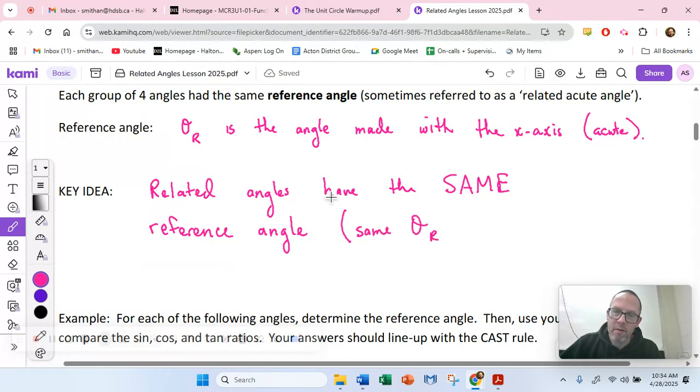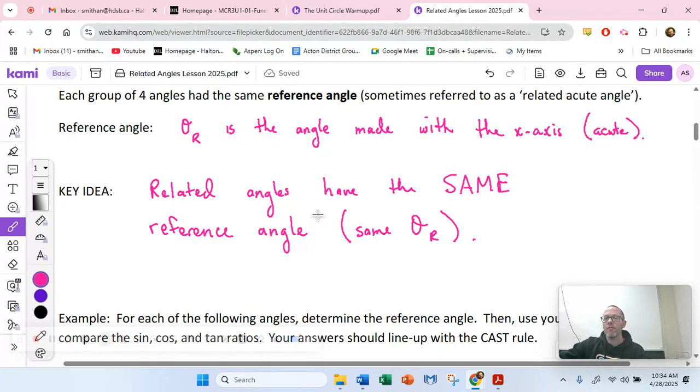Same theta r, same angle with the x-axis. However you want to slice it, that makes them related. So all of their cosines, their sines, and their tans are all going to be identical, except their signs will be different depending on the CAST rule.